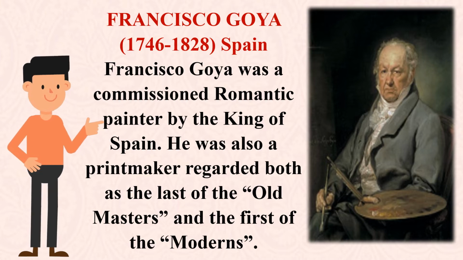So he is from Spain. Francisco Goya was a commissioned romantic painter by the King of Spain. He was also a printmaker, regarded both as the last of the old masters and the first of the moderns. So he is a transitionist from the old to the new, and his artwork demonstrates the combination of the artworks from the old masters, as he conveyed it to the new one.